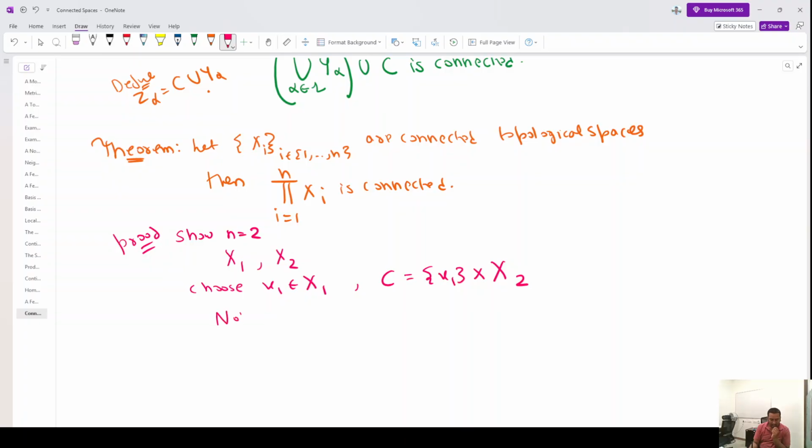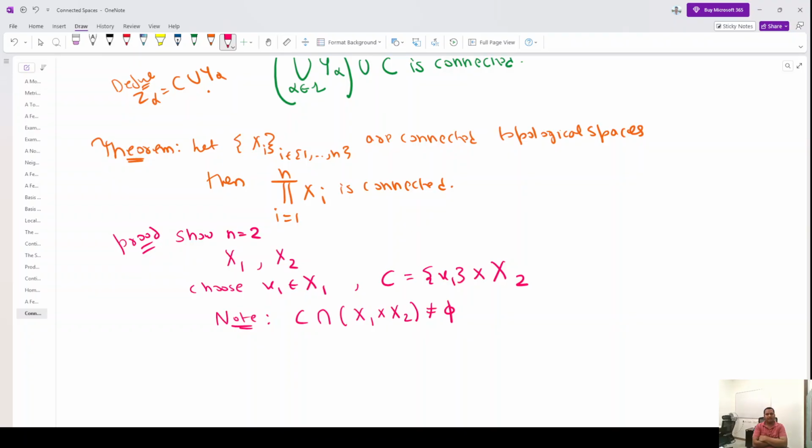Note that C intersection, you may say, what if x1 is empty? Then it's nothing, it's just x2 only. What is C intersection with x1 cross x2, I mean the product of these? This is non-empty, right? Why? Because x1, x2 belong in both of them.